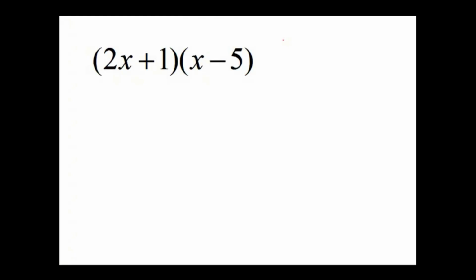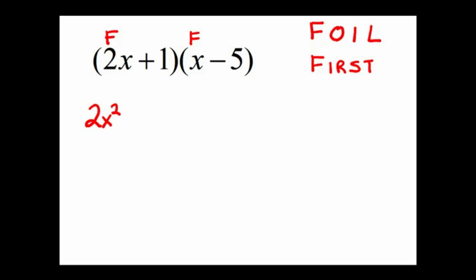This problem is a binomial times a binomial. And we'll use what we call the FOIL method to help us remember how to get all the pieces multiplied together. The F stands for the first term in each set of parentheses. So the 2x is a first term and the x is a first term, and we want to multiply those. So 2x times x will give us 2x squared.